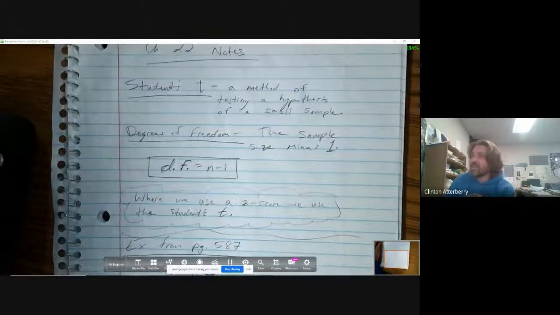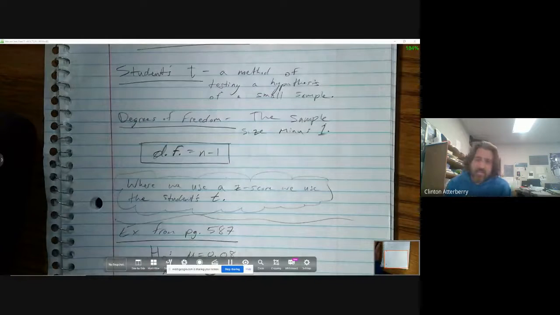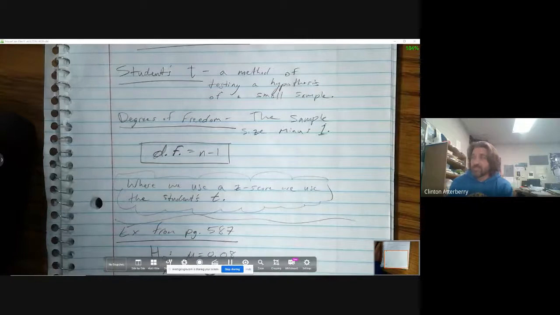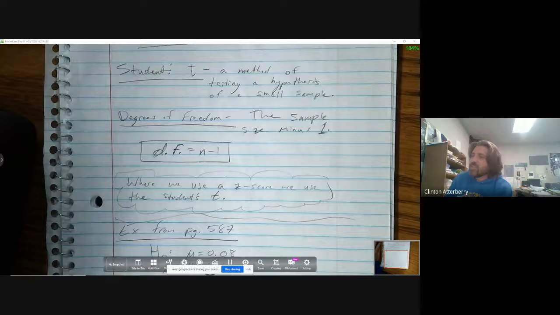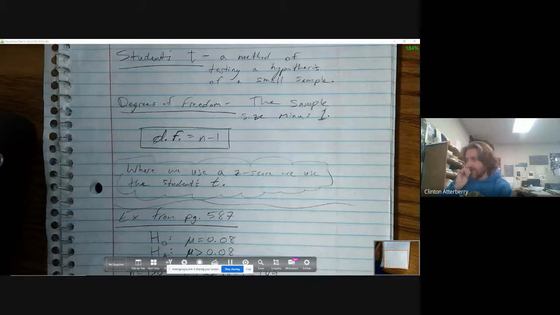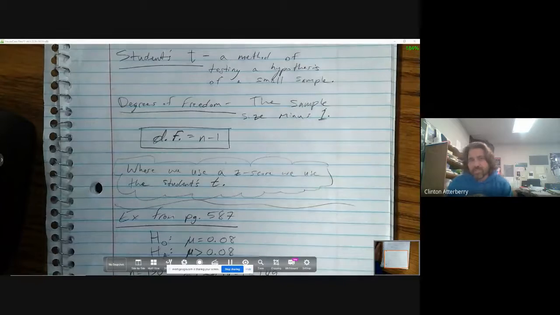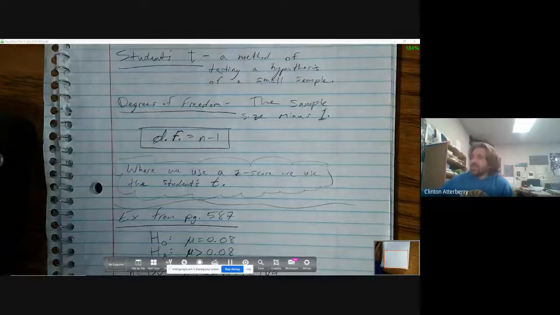The big vocab here is df, okay, degrees of freedom. It's essentially the sample size minus 1. By subtracting 1 from your sample size, that's kind of the right direction as far as trying not to make any errors. So where we use a Z-score, we use the Student's t. When you think of a Z-score, if you're thinking of a small sample size, this is where a t-score comes in, okay? So I'll pause for a moment.